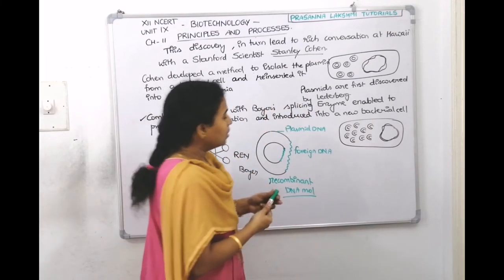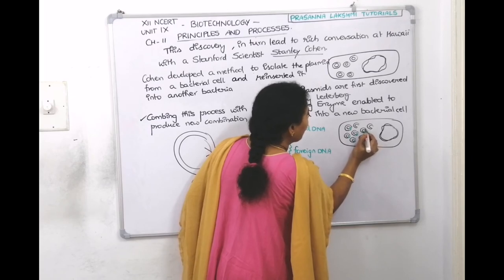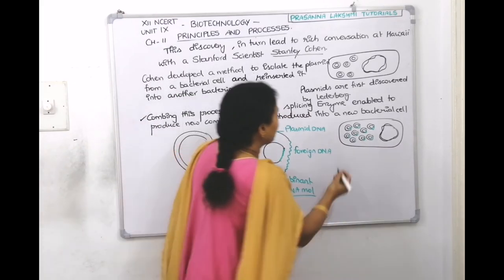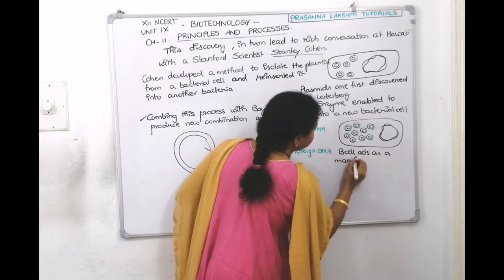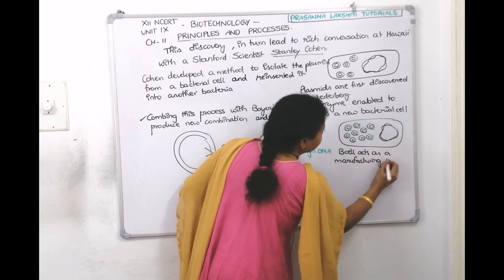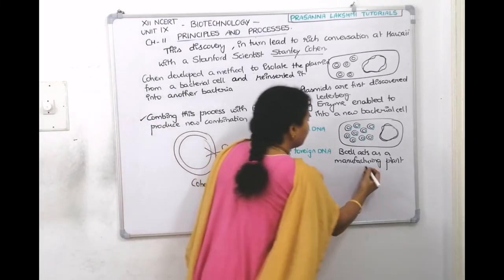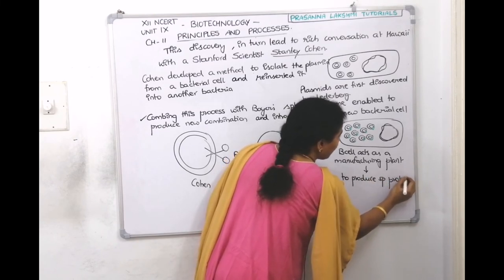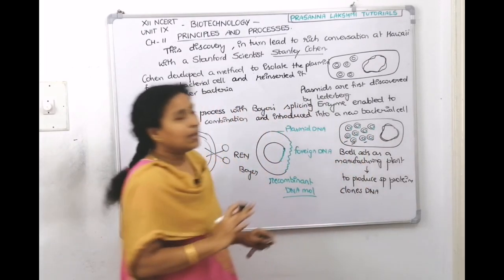desired gene. See, I have drawn here, how many copies did the bacteria produce for us? All this is recombinant DNA only, right? So the bacteria will now act as a manufacturing plant to produce our DNA. So when you introduce into a bacterial cell, the bacterial cell acts as a manufacturing plant to produce our proteins. It becomes a manufacturing plant to produce the special proteins, or it will clone the DNA. The DNA what you have given, it will clone it, right?